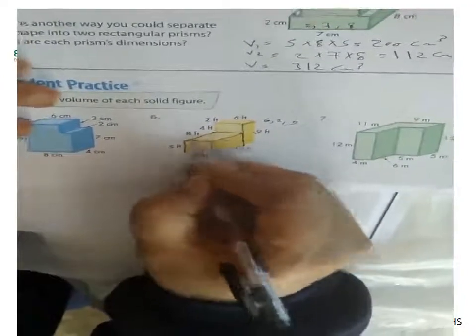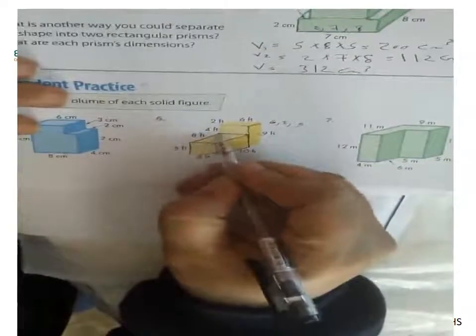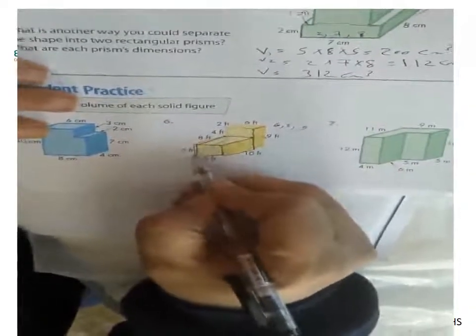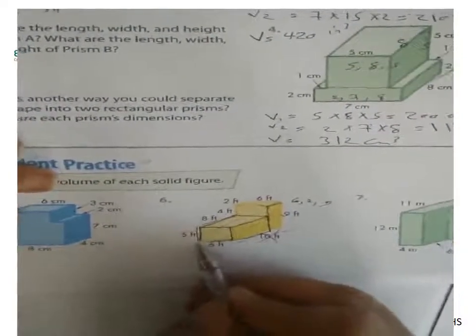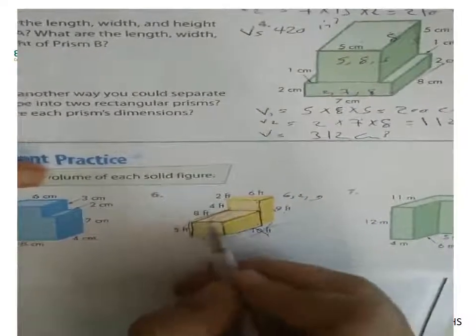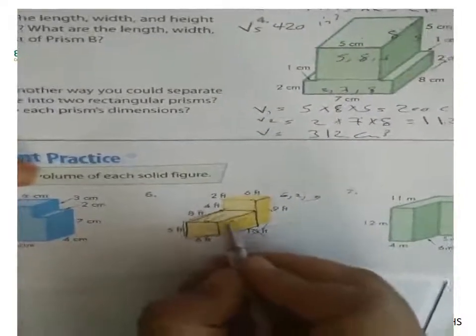this one. Okay, 8 and 5 and 6. 10, the total one. We don't need 10. We need 8, 5, and 6. Here 6, 8, and 5. So the dimension 6, 8, and 5.